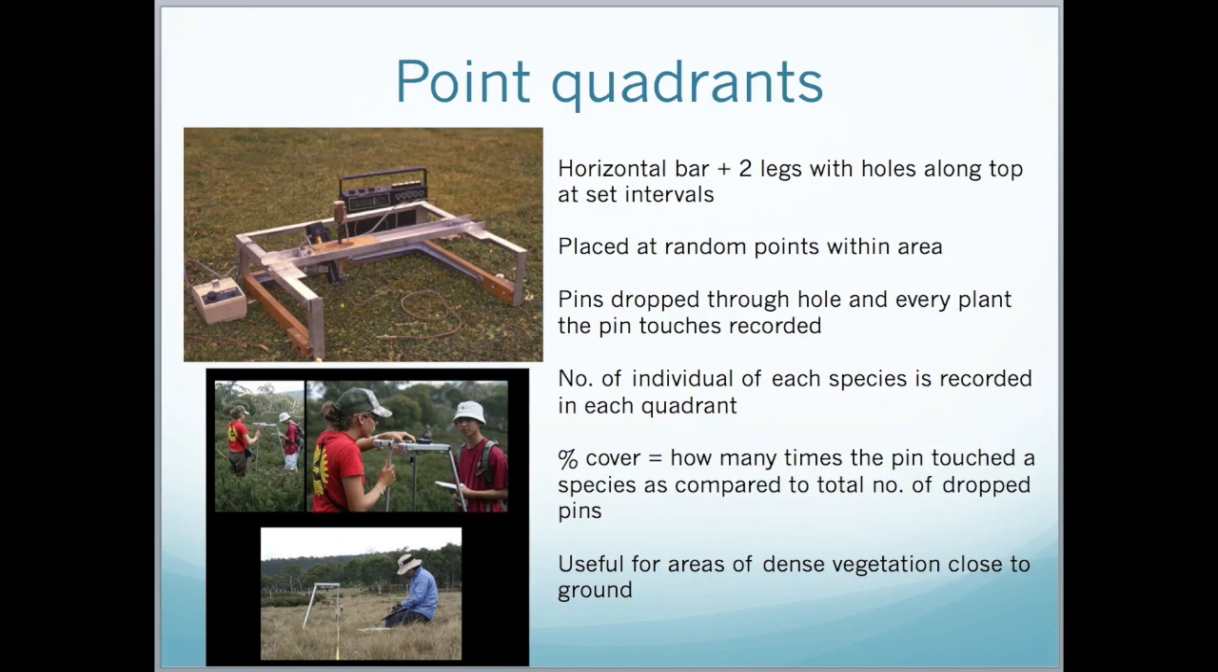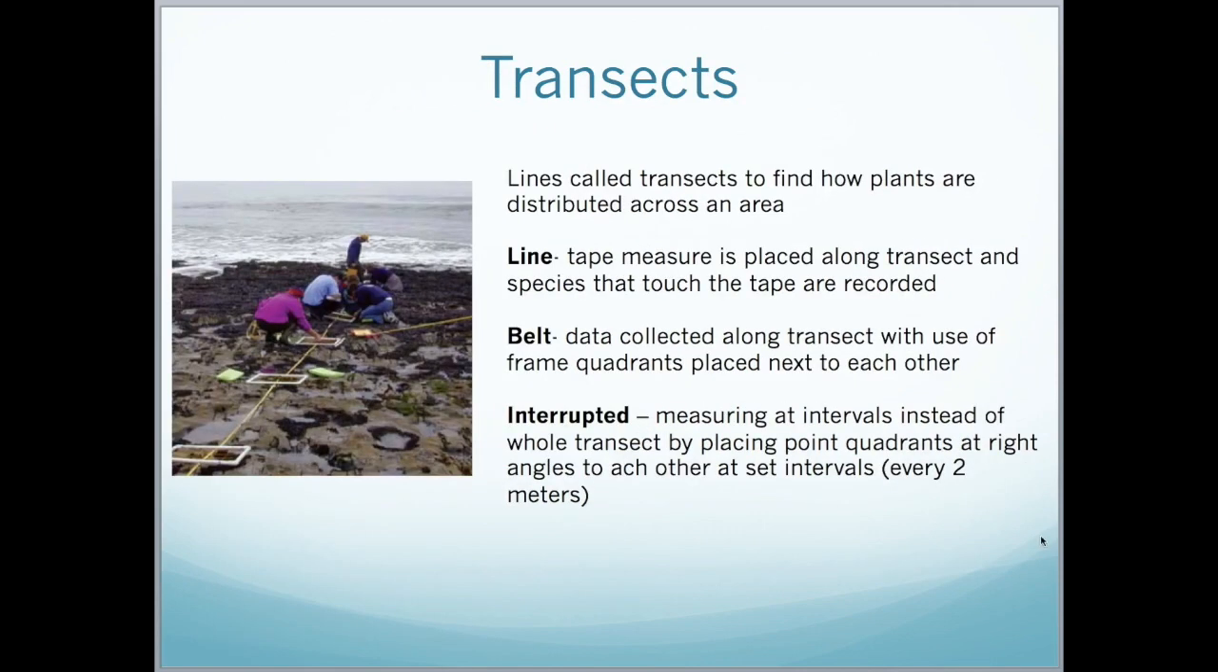And then this allows us to calculate the number of individuals of each species in each quadrant. Again, we can then calculate the percentage cover, and this is useful for when you have very dense vegetation or is close to the ground. So shown here, you can see that the grass is quite high, so this is quite a good way of sampling.